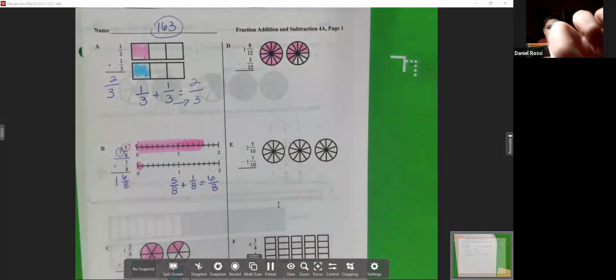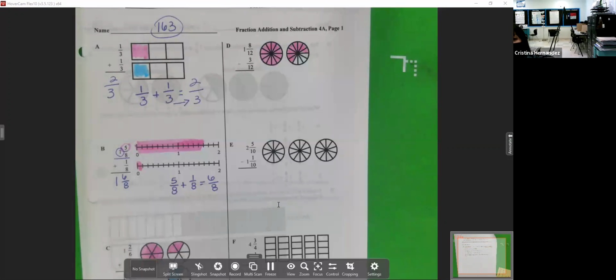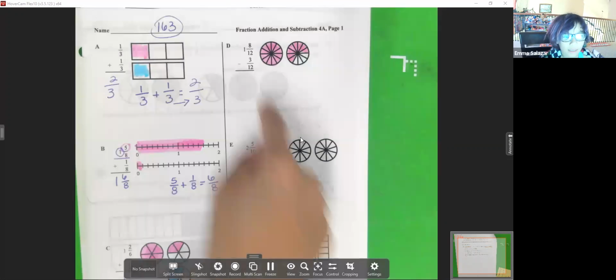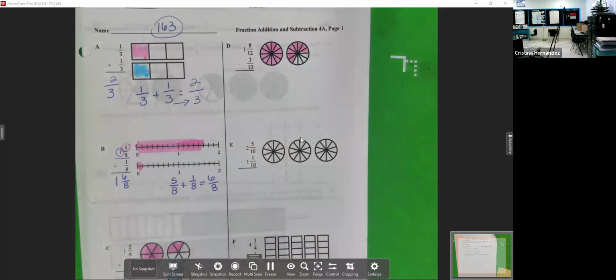I'll send it to you in chat, okay? I finished the page. You finished this side, Emma? Send me your answers. Okay, the whole page. This side, right? It's only D, E, F. Yes, you finished that whole page too?